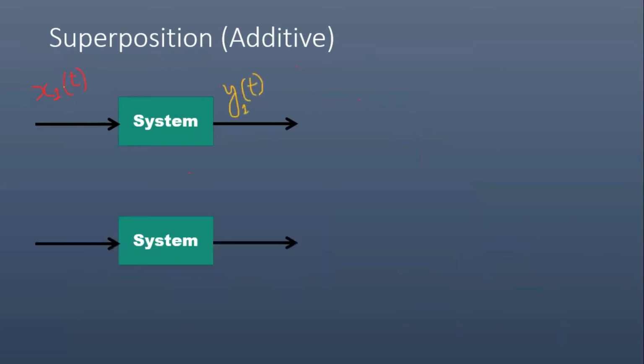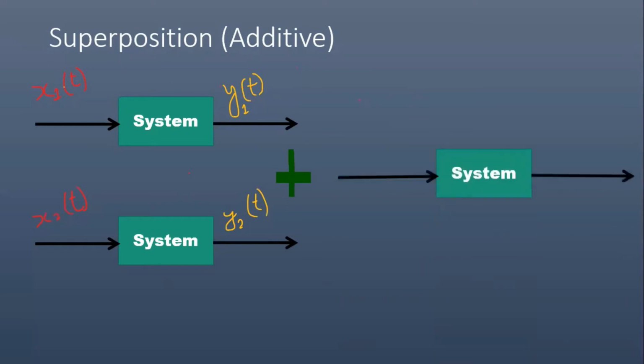Now, superposition. For superposition, let us consider multiple systems. In the first system, if we apply x1 of t as an input, you will get y1 of t as the output. For the second system, if x2 of t is the input, it produces output y2 of t. Now, according to superposition, if we add the two inputs together, x1 of t plus x2 of t, it produces the output y1 of t plus y2 of t. This simply adds up the things.